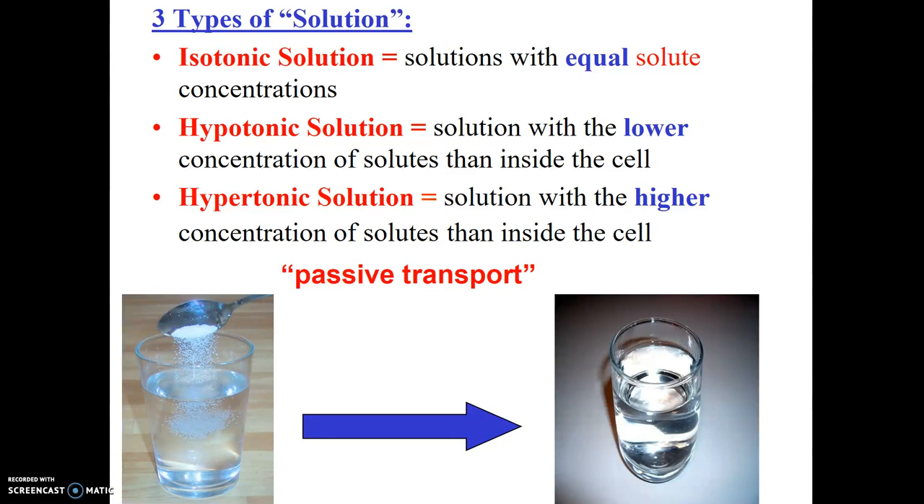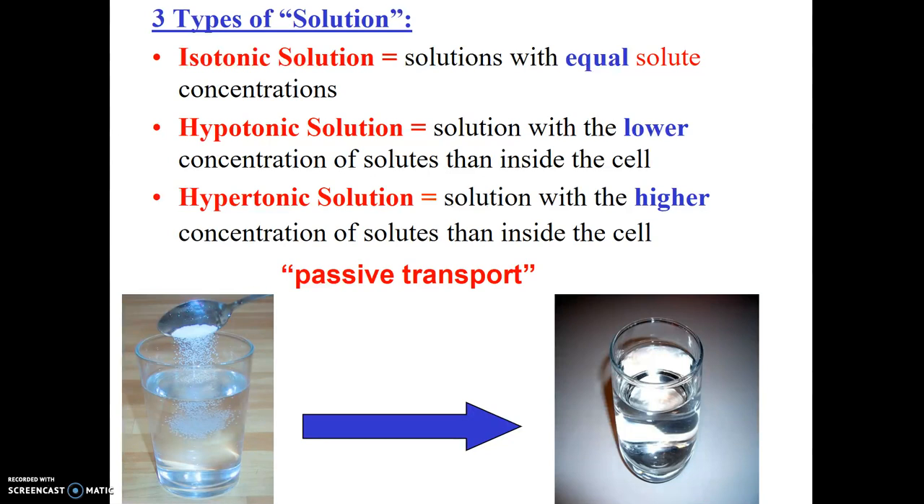So, looking at the definitions of these 3 words, isotonic solution, hypotonic solution, and hypertonic solution. If we look at the definitions, an isotonic solution is a solution with an equal amount of solute as that inside the cell. So the solution is outside the cell. Inside the cell you have cytoplasm, which is water and a bunch of different dissolved particles, or a bunch of different solutes. An isotonic solution has the same concentration of dissolved particles as what you would find in that cytoplasm. So they're equal. This is also called equilibrium.